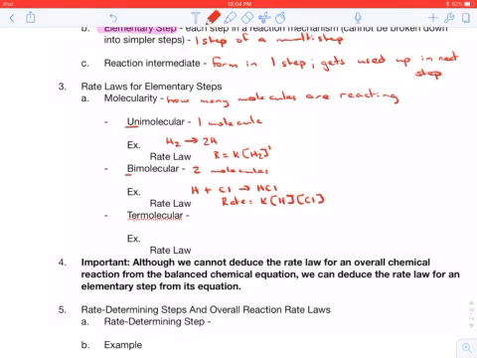Termolecular means we have three substances or three molecules hitting each other. That doesn't happen very often because they have to occur with enough energy and they have to have the correct lineup. That's just not something that occurs very often. And so we don't usually see a rate law with rate equals k times, let's just say, A to the third. That just doesn't often happen.